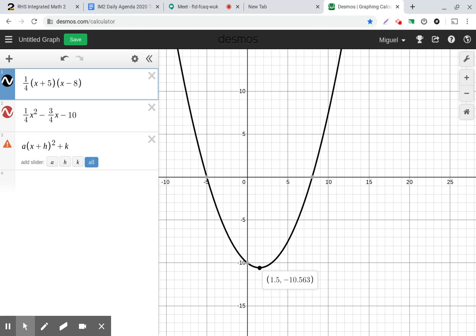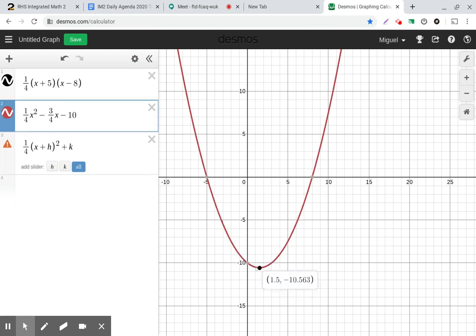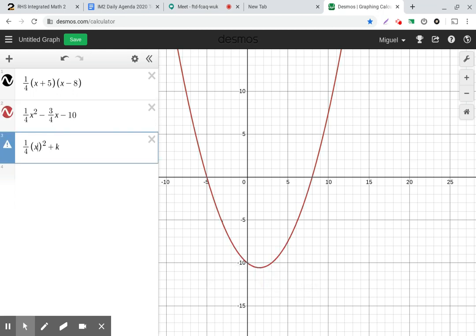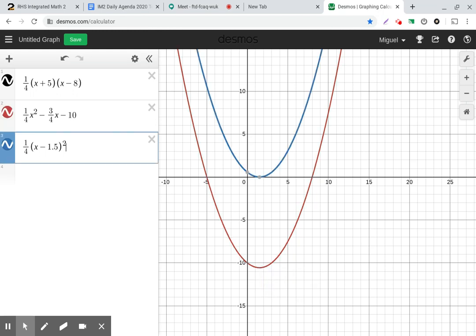Well, what size are the steps? Looks like a quarter. So I would change the A to a quarter. Okay. And what is the X of the vertex? 1.5. So in H, I would put negative 1.5, right? The opposite. And what is the Y of the vertex? Negative 10.563. There we go. Then I would just leave that the same way, a negative 10.563, something like that, right?